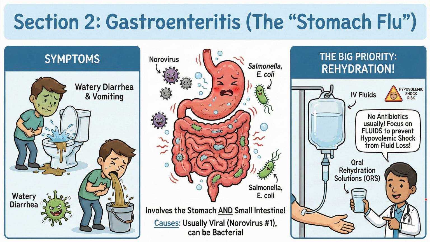Symptoms: the hallmark signs are watery diarrhea and vomiting. The big priority: you don't usually give antibiotics for this. The number one priority is rehydration. We are worried about hypovolemic shock from fluid loss, so focus on oral rehydration solution or IV fluids, because with a lot of diarrhea or vomiting, the body loses a lot of liquids.